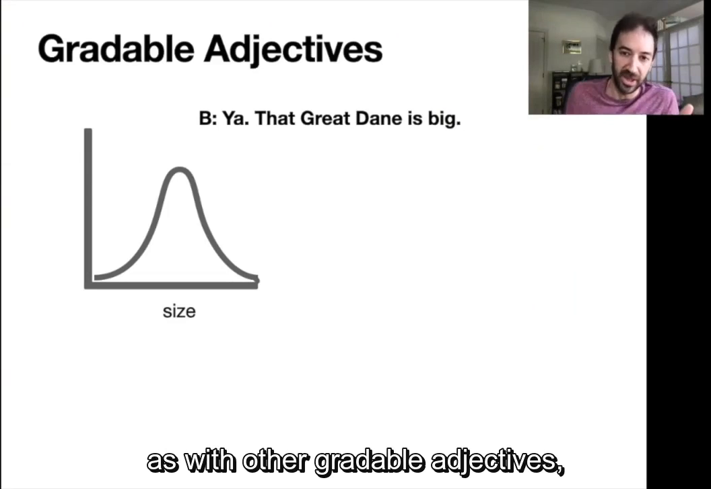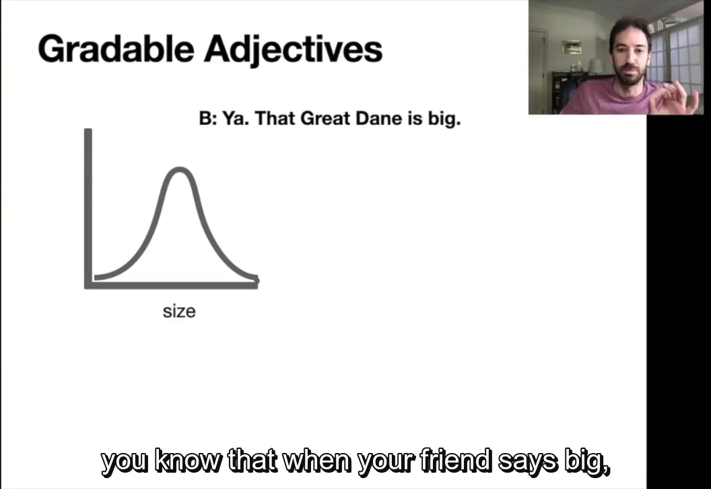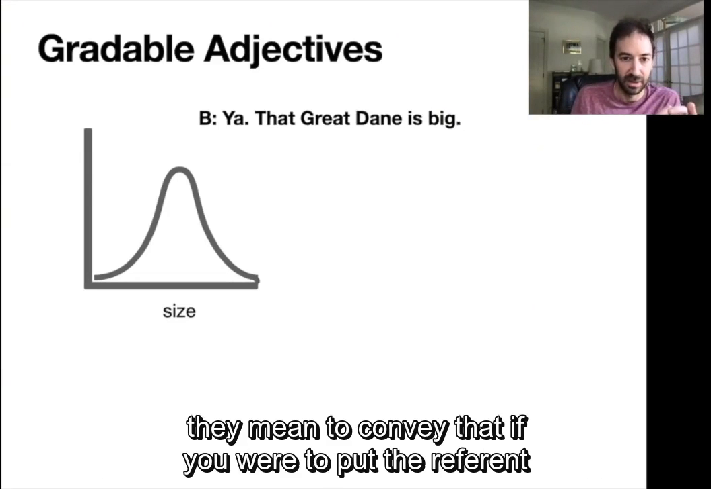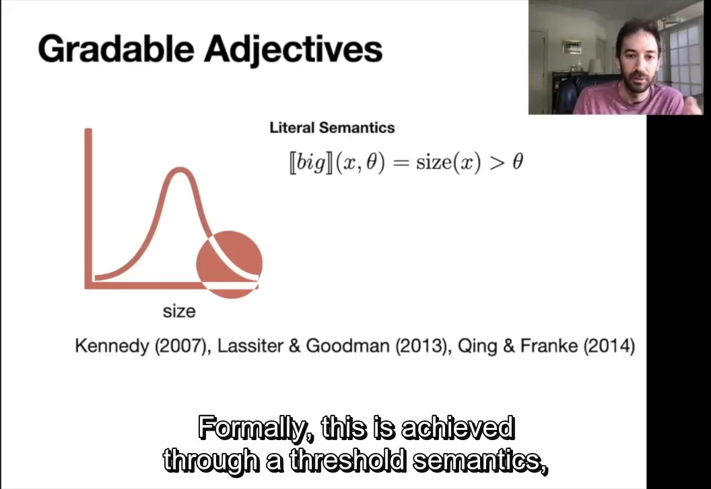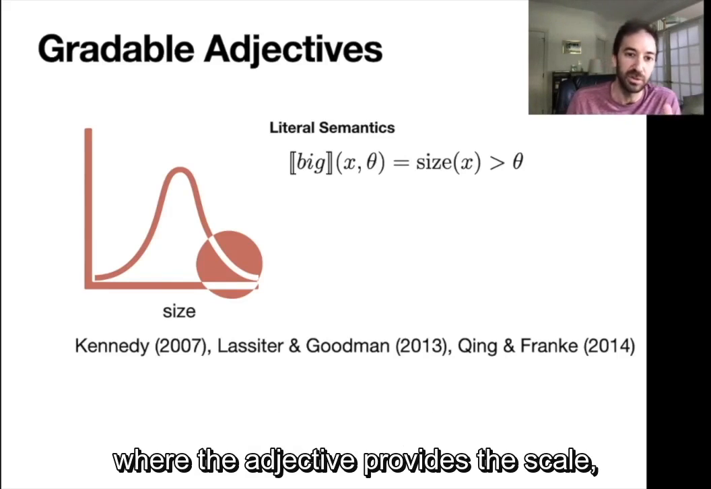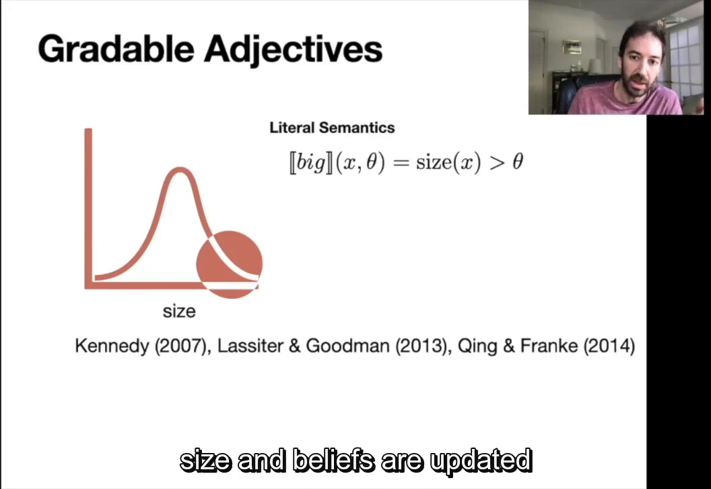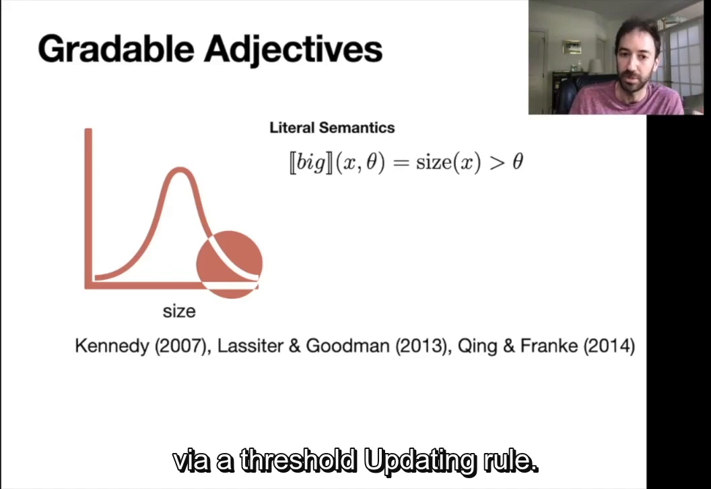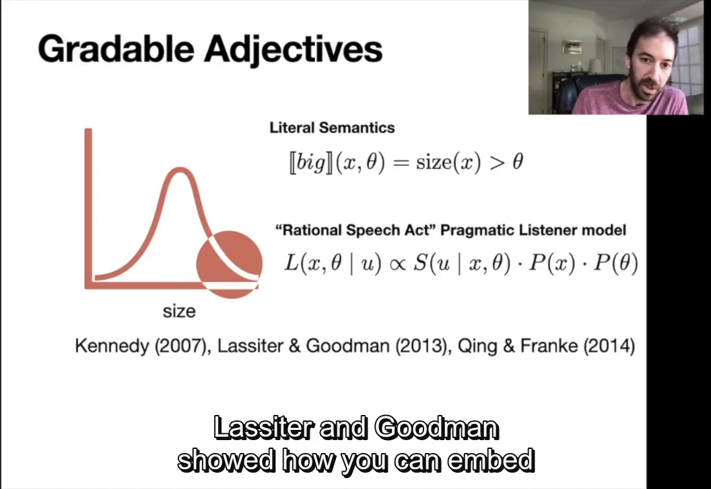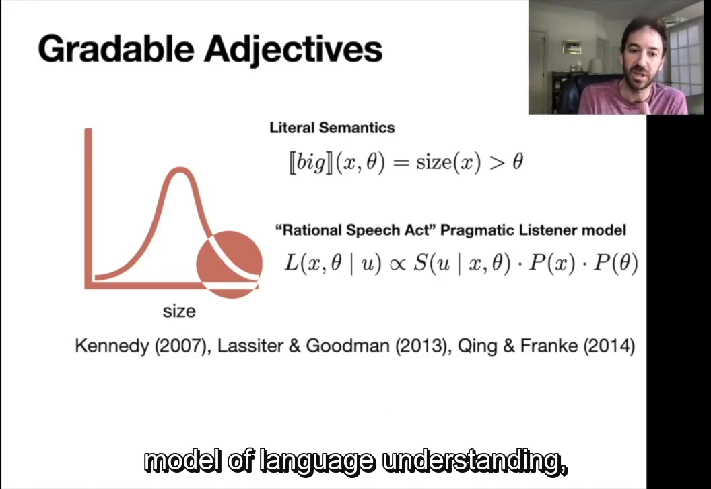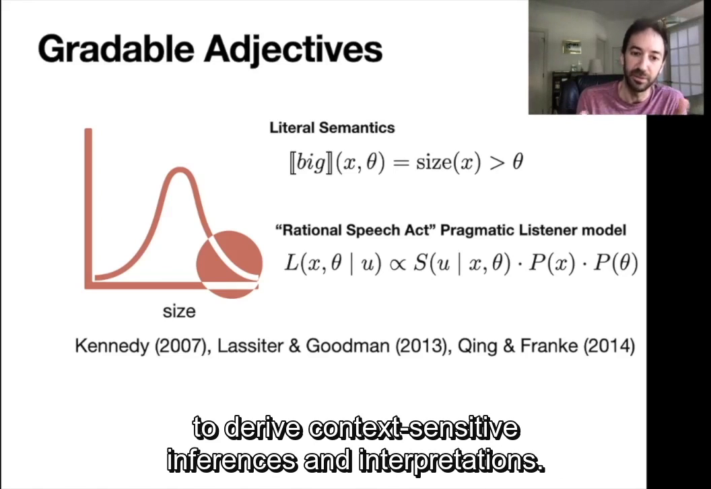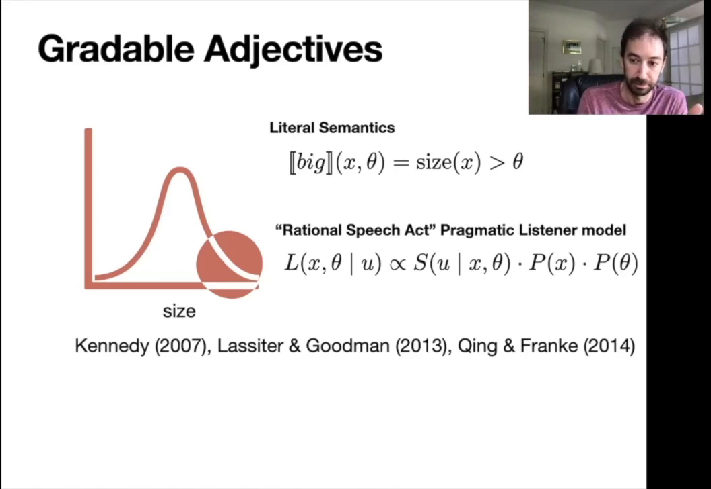As with other gradable adjectives, you know that when your friend says big, they mean to convey that if you were to put the referent on a scale of size, it would be quite high on that scale. Formally, this is achieved through a threshold semantics, where the adjective provides the scale, size, and beliefs are updated via a threshold updating rule. Lassiter and Goodman showed how you can embed this semantics inside a probabilistic model of language understanding to derive context-sensitive inferences and interpretations.